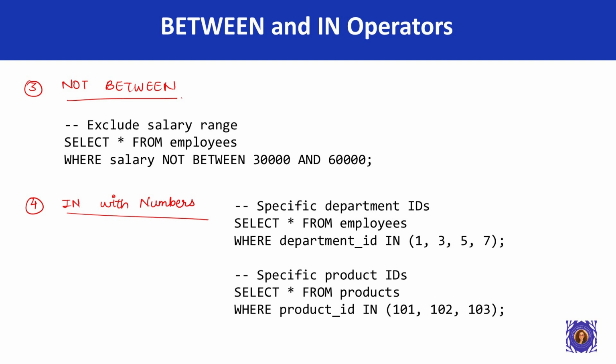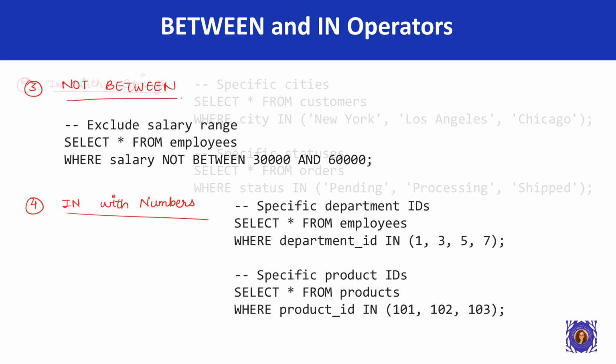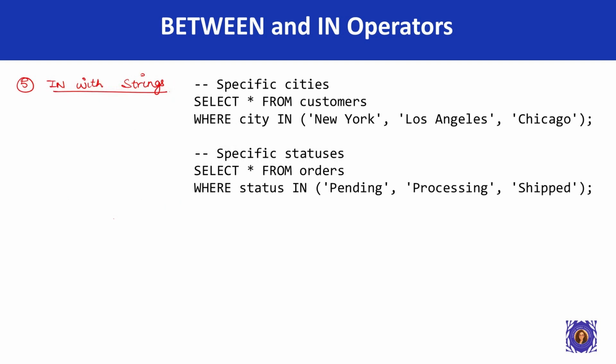The IN operator simplifies queries when you want to match a column against a list of specific values. Instead of writing multiple OR conditions, you can simply list the desired numerical values within parentheses. This is useful for selecting employees belonging to specific department IDs like 1, 3, 5, or 7, or for filtering specific product IDs. Similarly, the IN operator works perfectly with string values.